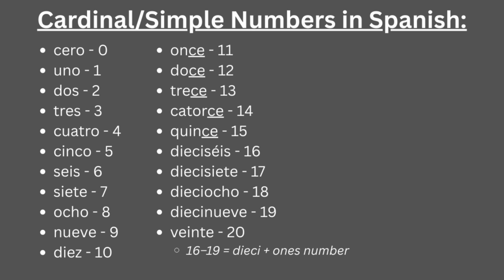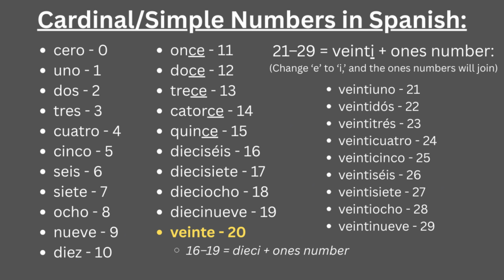The numbers 11, 12, 13, 14, and 15 all end in ce, but later the tens numbers become dieci, receiving the ones numbers as is. The spelling will simply join the two, but when it comes to 20, those numbers will change e to i, and the ones numbers will join. 21, 22, 23, 24, 25, 26, 27, 28, 29.